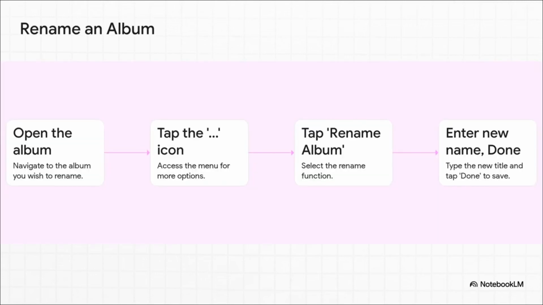So let's start with giving those albums better names. You know that album you made called Weekend? A year from now, that's not going to mean much. So let's make it more specific. It's super easy. Just open the album, tap the little 3 dots icon, and hit Rename Album. It's a tiny change that makes a massive difference when you're looking for something later.